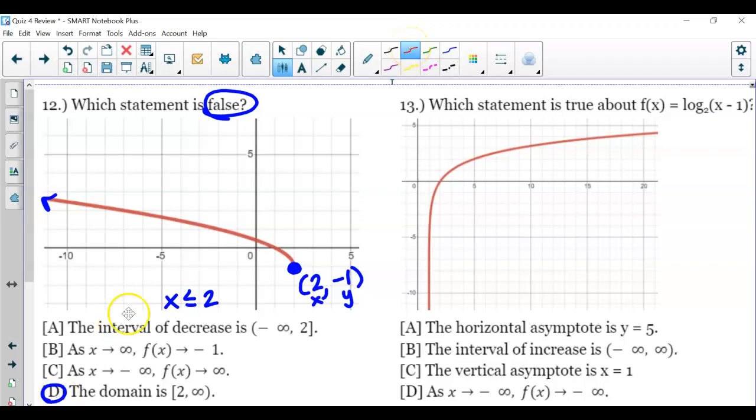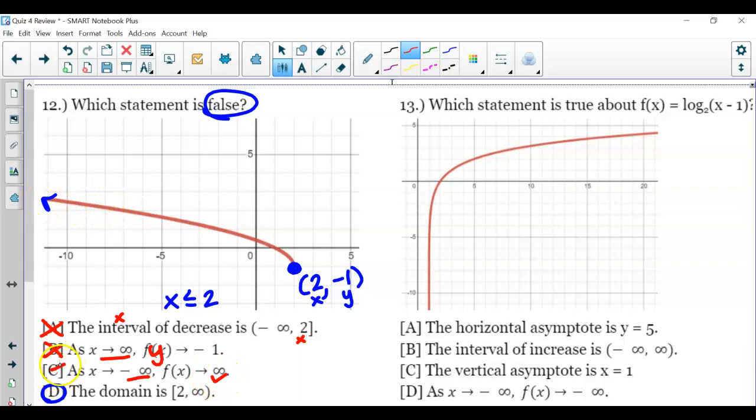Remember, your interval is always x values. Read the graph from left to right. We are going down, decreasing, starting at -infinity here on the left and stopping at the x value of 2. So this is true. Then the end behavior. As x's are approaching infinity, as we're going to the right, what's happening on the right? Boom, we're stopping at what y value? -1. So B is true. C, as we're going to the left to -infinity, what is our end doing? Well, we're going up to infinity.